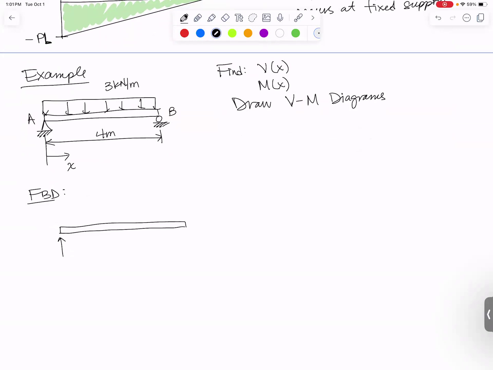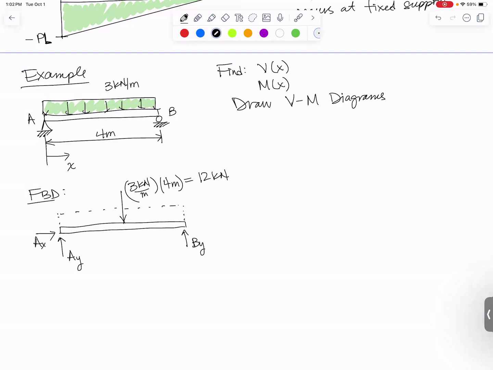So at A, we have a pin. That means I'll have an AY and an AX. At B, we have a roller, so I only have a BY. And then I'm going to draw my distributed load on here by finding the equivalent force and putting it at the equivalent location. So you'll recall that means I need to find the area under this curve, which is 3 kilonewtons per meter times 4 meters. And I'm going to put it at the centroid of that rectangle, which is right in the middle of the beam. So this magnitude of this force is going to be my 3 kilonewtons per meter times the 4 meters that it acts over, which is 12 kilonewtons.